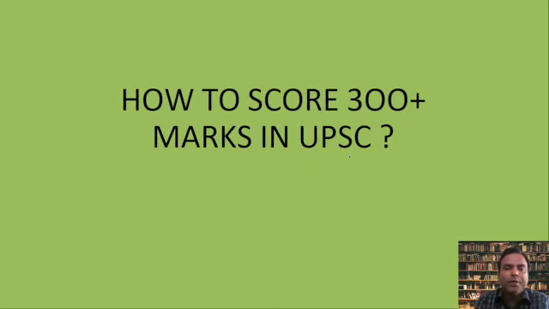Now the question arises: how to score 300 plus marks in the optional to secure a place in Lal Bahadur Shastri Academy, Mussoorie? For that you have to lay down a proper strategy, a strategy for finally getting recommended. You must know what UPSC is asking in the geography optional. Then you have to do the same thing the other aspirants who scored 320, 325, 330 are doing, and I will make sure that you follow this.